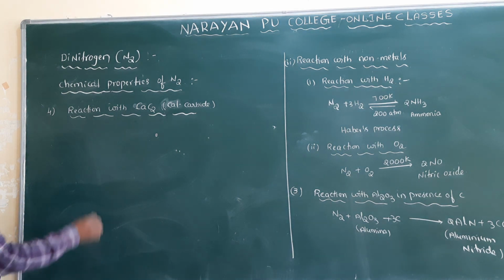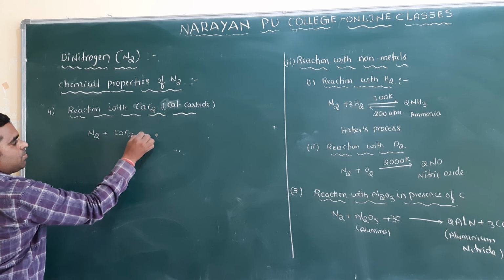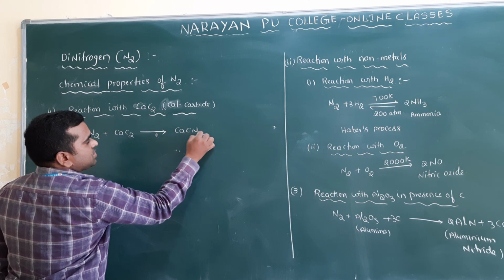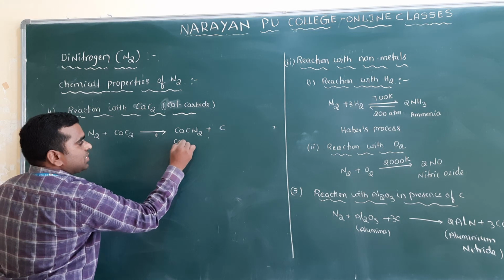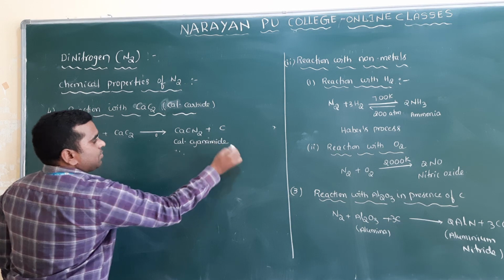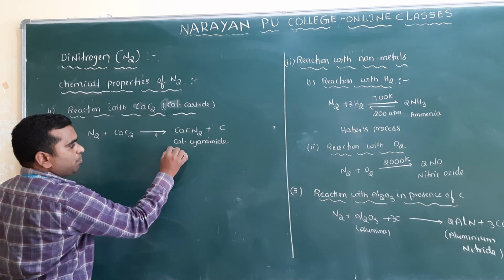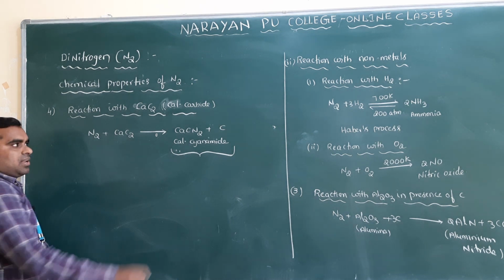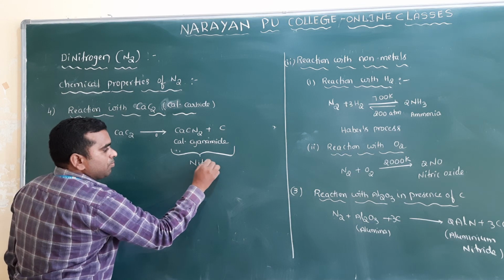Clear? So now, whenever nitrogen is reacted with calcium carbide, you will get the compound calcium cyanamide plus carbon. What is the name of this compound? Calcium cyanamide. Calcium what is it here? Cyanamide. Clear? Plus what are we getting here? Carbon. Very important: this calcium cyanamide and carbon, carbon meaning coke, that mixture we will call nitrolim.